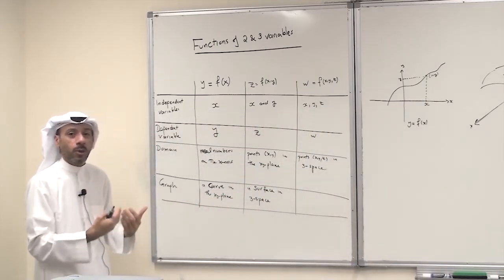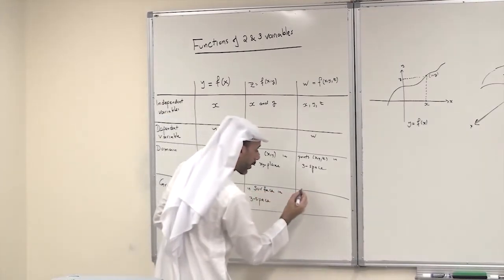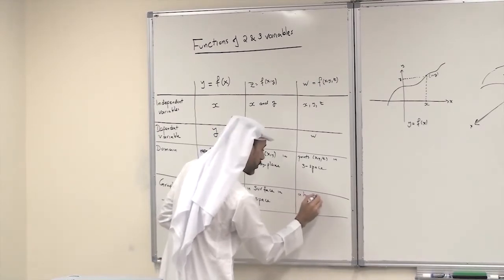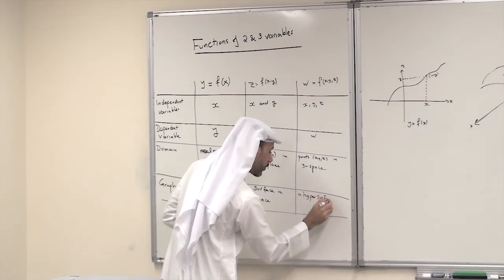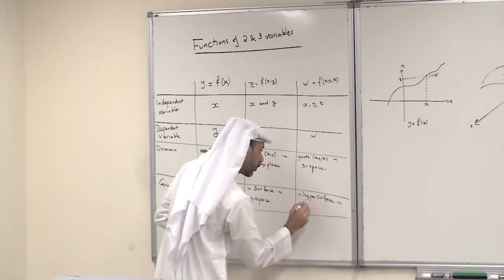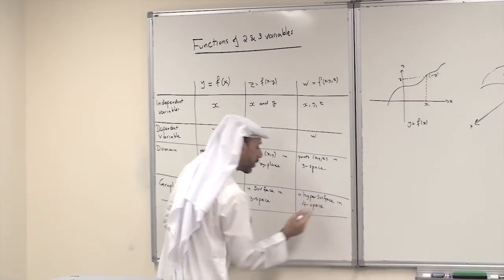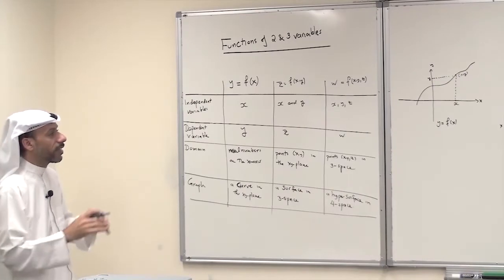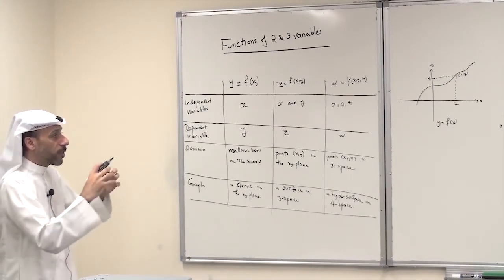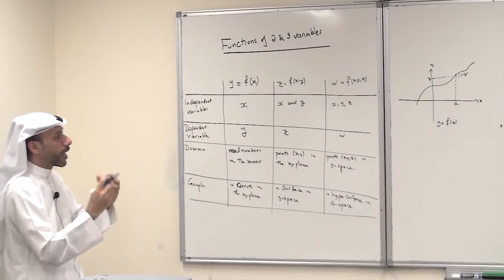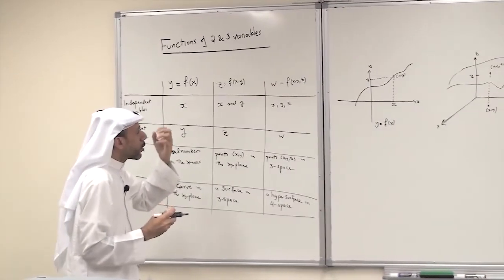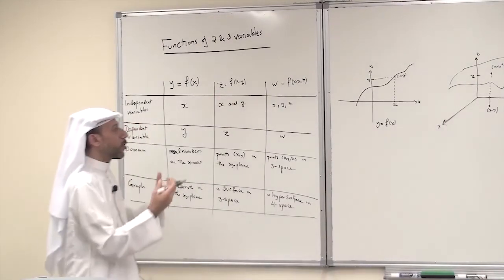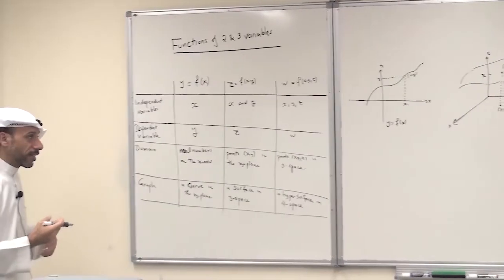The graph is usually called a hypersurface in four space. But really we cannot graph such functions. So when it comes to graphs, we concentrate only on functions of two variables, where we can graph, because the graph will be a surface in three space.